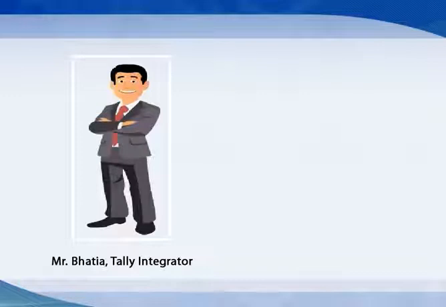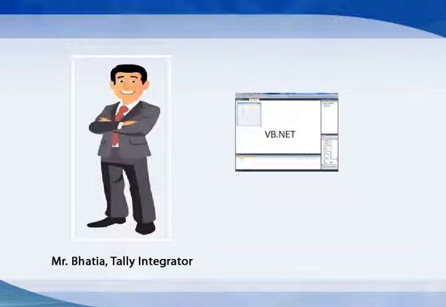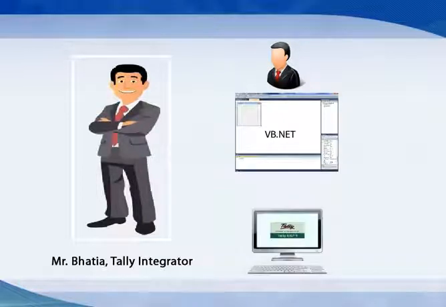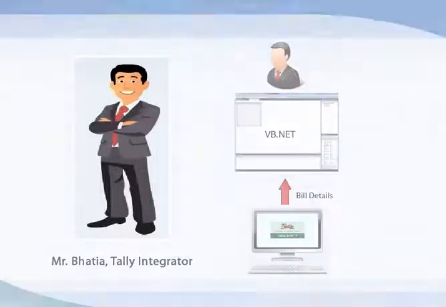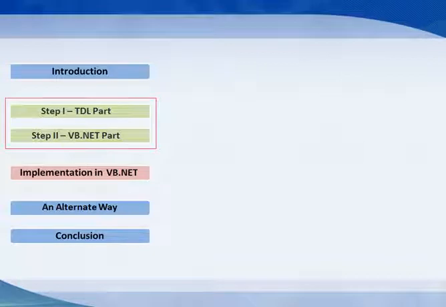I have designed an application using VB.NET for one of my clients. The client requires an option to view the bill information available in Tally RP9. Hence, the party bill details need to be extracted from Tally into the application. This requirement can be met using a simple two-step process.